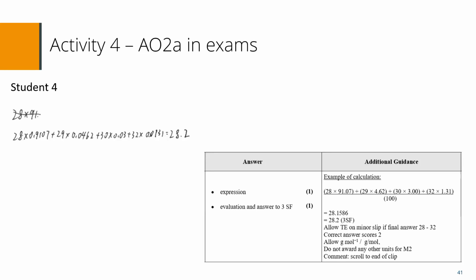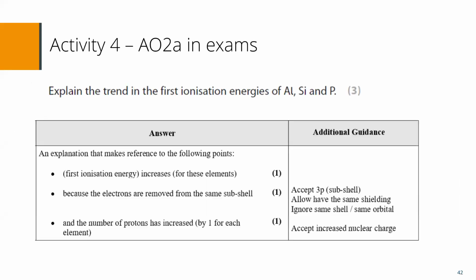Again, correct answer, 28.2, 2 marks. Nothing else to be said about that at all. Okay, this time, instead of putting down 91.07 and 46.2, etc., divided by 100, they divided the percentage abundances by 100 and used those to multiply, which is a perfectly acceptable way of performing the calculation.